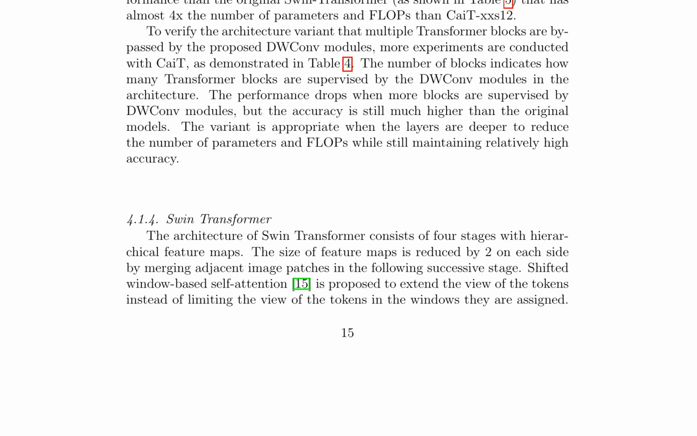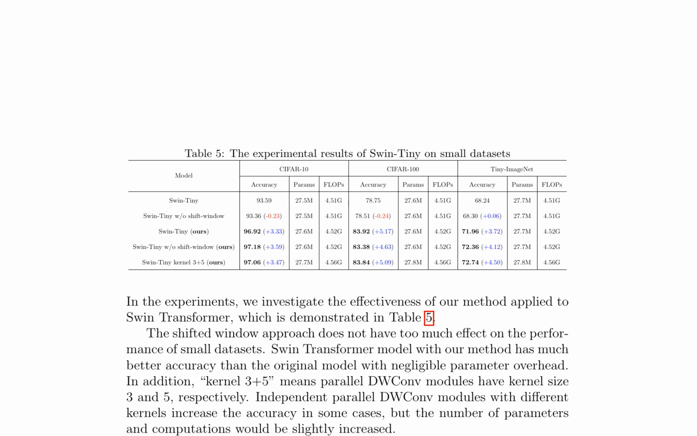parameters and FLOPs. The Swin transformer architecture, consisting of 4 stages with hierarchical feature maps, is also evaluated. The shifted window-based self-attention mechanism is proposed to extend the view of tokens. Table 5 presents the experimental results on small datasets, including CIFAR10, CIFAR100, and Tiny-ImageNet. The results show that the shifted window approach has minimal effect on performance, while the Swin Tiny model with the proposed DW-Conv module achieves significantly higher accuracy than the original model with negligible parameter overhead.